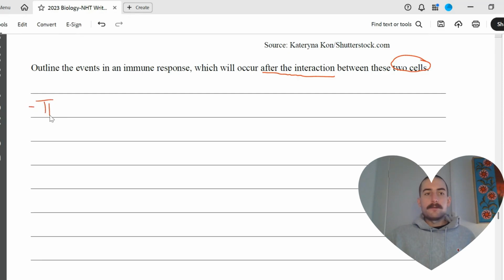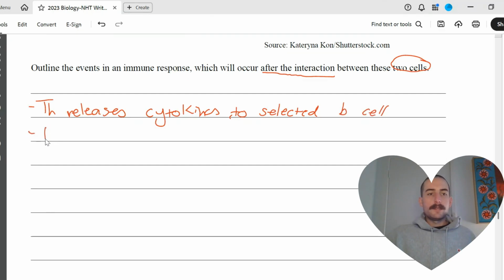We might be saying that the T helper releases cytokines to a selected B cell. Okay, we might start talking about the humoral response. We don't necessarily have to talk about humoral here, but we could. Cool. That's one possibility. We could also be stating here that the B cell undergoes clonal expansion and differentiation.